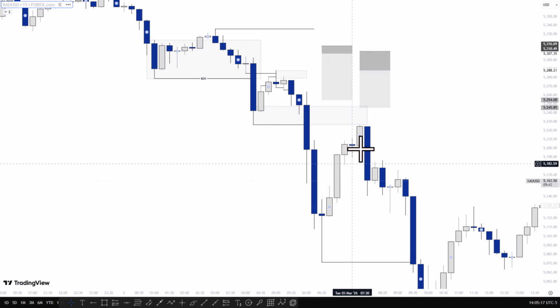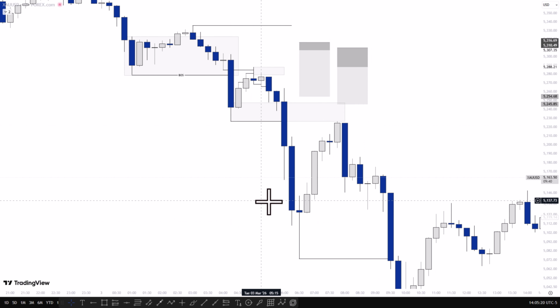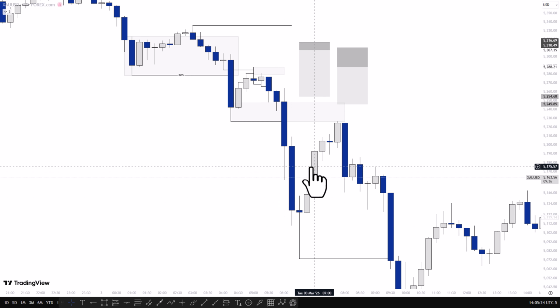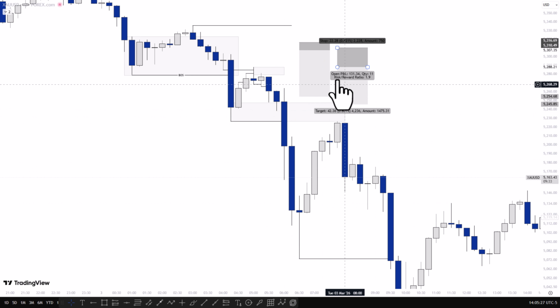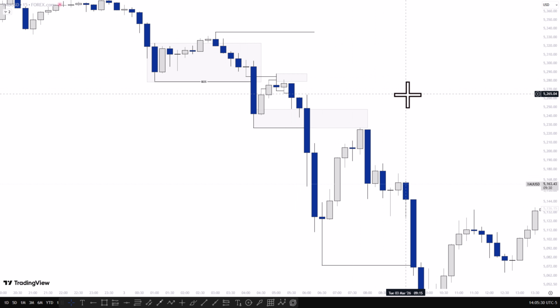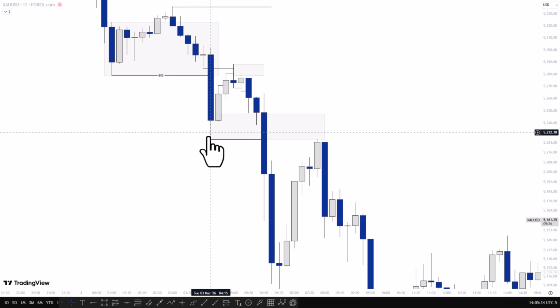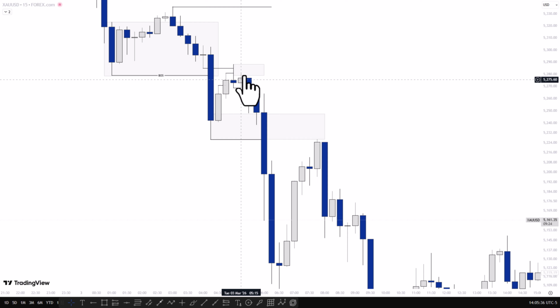So we're expecting a pullback. And how do you know that price is going to pull back? Go to 3 minutes and identify change of character and also BOS to pull back into the levels. And which levels are we looking at? We are looking at the breaker block and the order block.